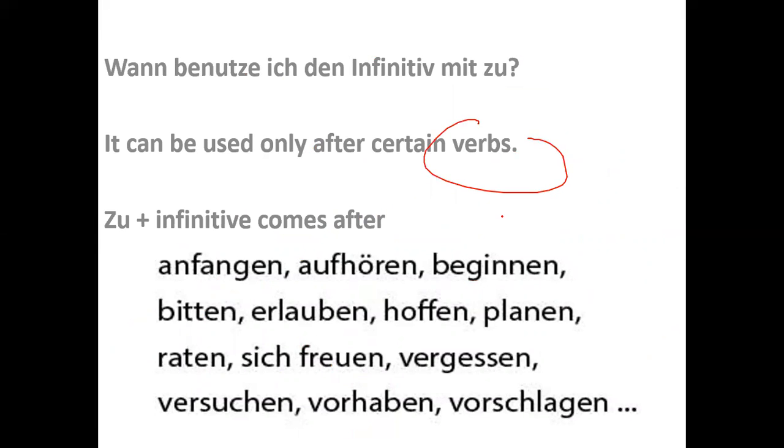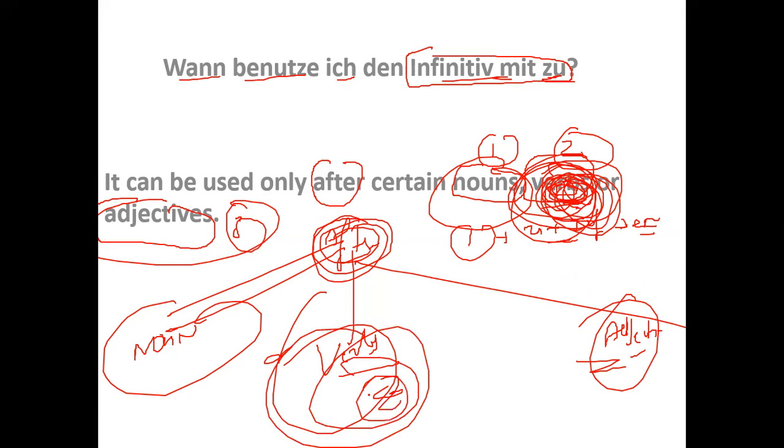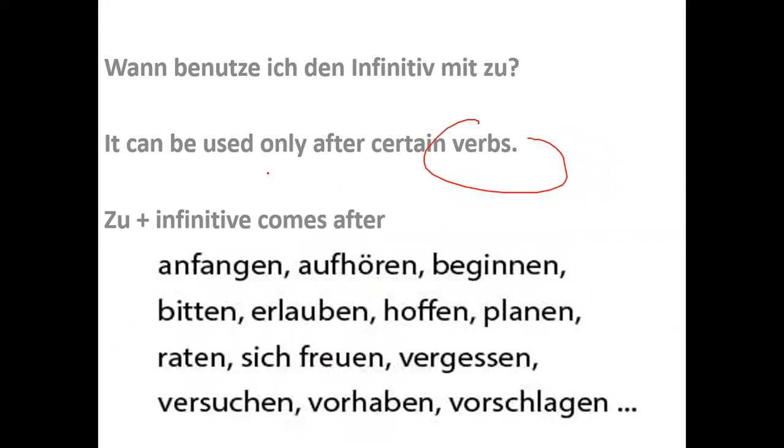So we need to discuss three things. See, one is nouns, verbs, and adjectives. So first I'm talking about verbs. I'm taking this thing, verbs, right? This is the second one. So here are the verbs. It can only be used after these verbs.